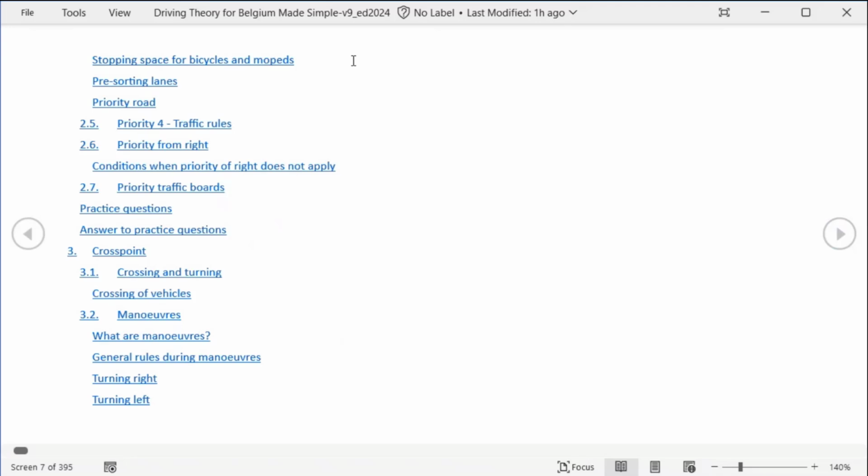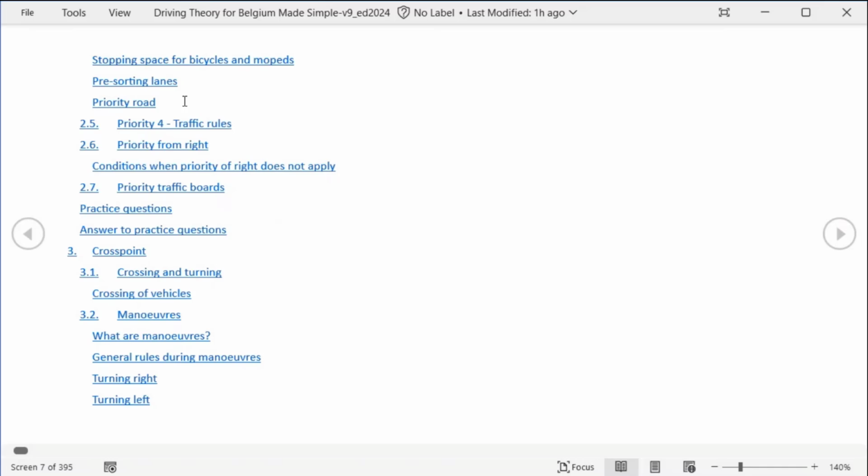Next, in the same lesson, we will also talk about stopping space for bicycles and mopeds. So we will see this and what those boxes at the junctions are. And then we will talk about pre-sorting lanes. How do you do pre-sorting? How do you identify where one can do pre-sorting? Is one allowed to do pre-sorting, or is it prohibited? Those are the things we will also study here.